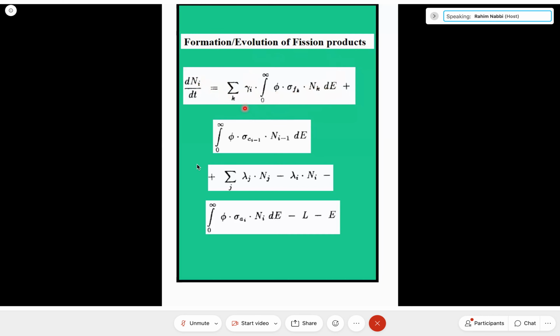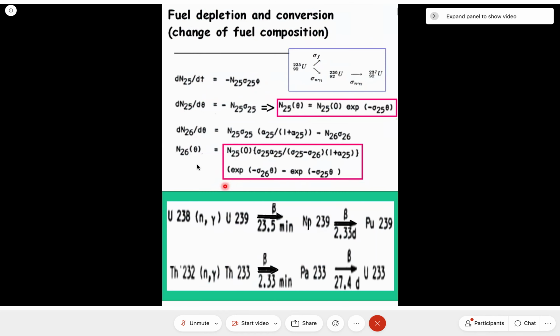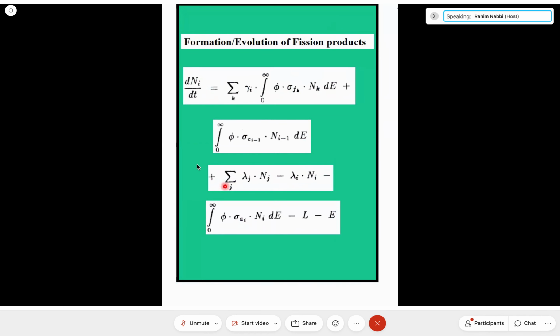You see, for radioisotopes or fission products, the equation is similar to the actinide ones. And you see here, as a result of the fission, as a result of capturing neutrons by other isotopes, by decaying of other or precursor nuclides going to this nuclide, the second last term would be because of the decay of that radionuclide, and the last term because of its absorption of neutrons. So this equation can be easily solved.